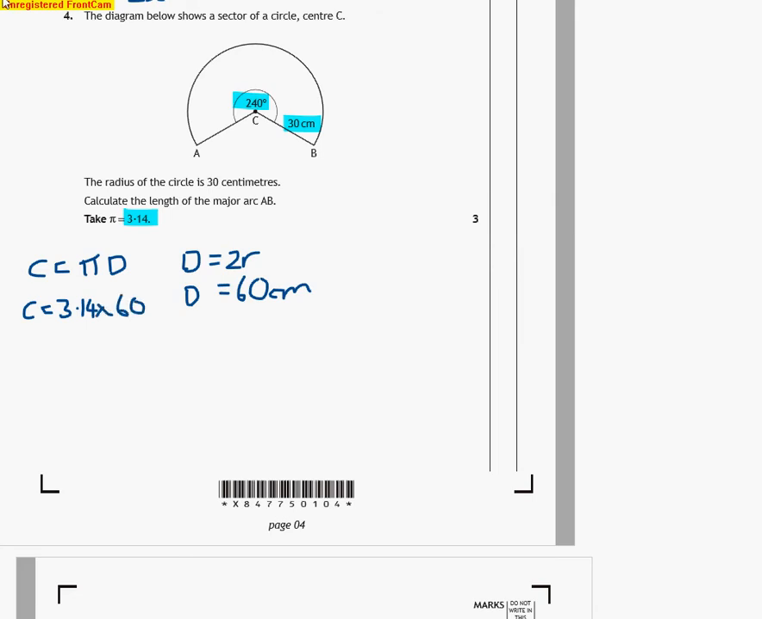But we're not asked for the full circumference. Okay, we are asked for the major arc AB, which goes from here to here. Okay, goes all the way around. So if we were to use this equation, we would work out the circumference of the whole circle. Okay. So what we need to do is work out the kind of portion of the circle, right? Now that means actually this equation becomes times theta over 360. That's the fraction of the circle we're looking at.